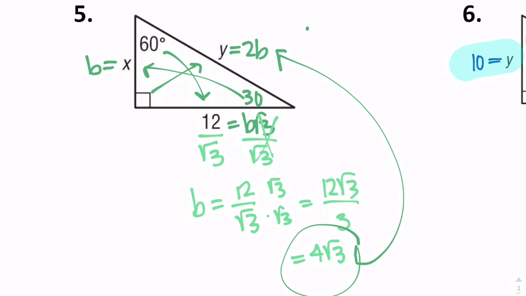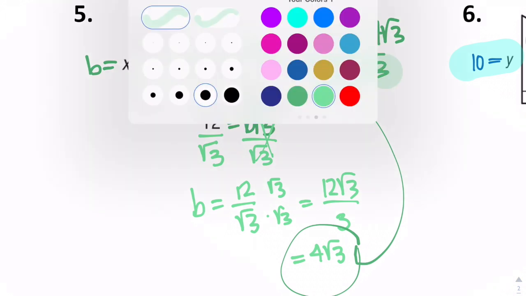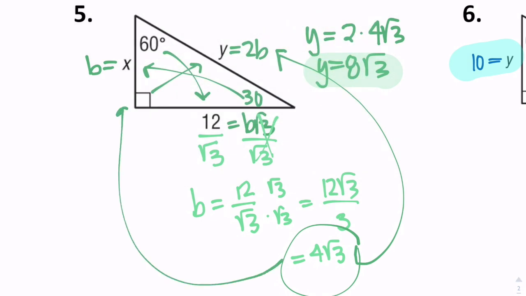So y is going to be 2 times B, so 2 times 4 root 3, which is 8 root 3, that's y. And I'm going to plug it in here. That's easy. X then is just 4 root 3.